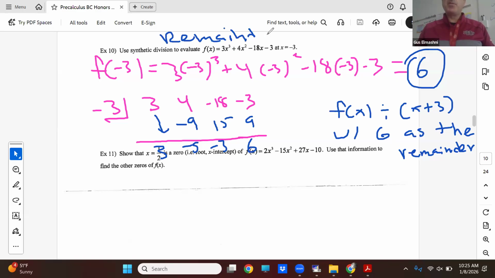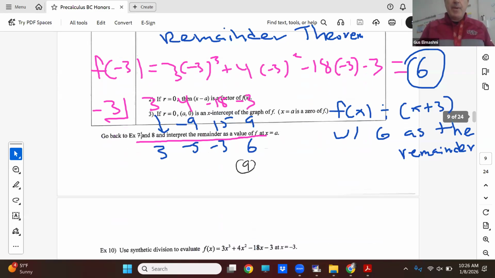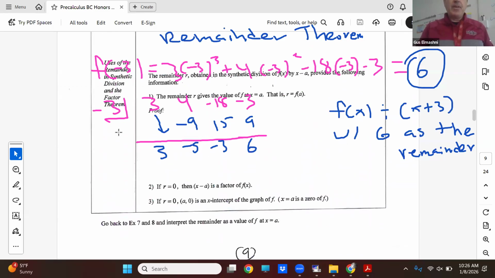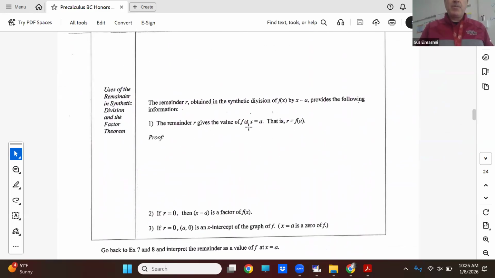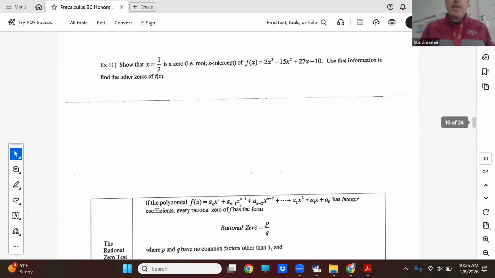And I think it's described somewhere in the notes. It's called the remainder theorem. There's also something called the factor theorem, which states that if the remainder is 0, then x minus that number is going to be a factor, as it should be, because there's no remainder. And that's where we're going to be working on example 11. And I think it's mentioned here in the notes. I'm not going to do the proof, but it does say that the remainder r gives the value of f at x equals a. That is r equals f of a. There you go. But if r equals 0, then x minus a is a factor. That's part of the factor theorem. So that's going to be the case for example 11.